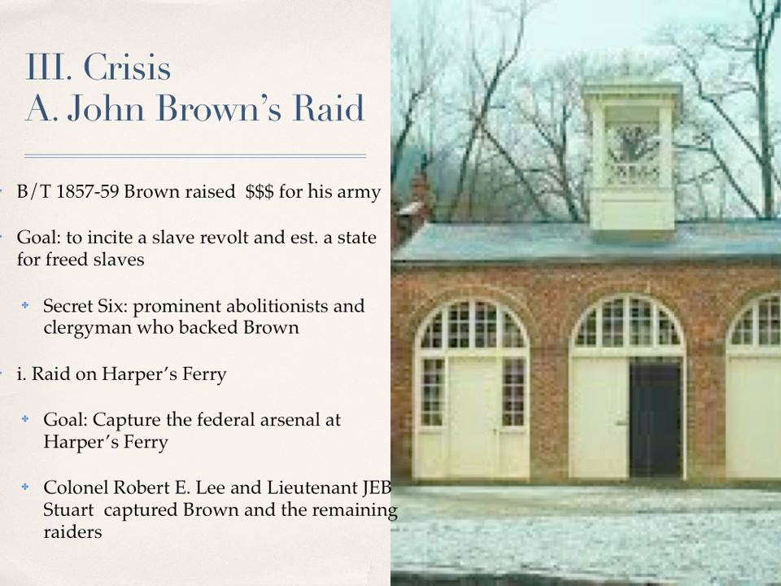Okay, section 3, crisis: John Brown's raid. We've already seen John Brown at the Pottawatomie Massacre. Between 1857 and 1859, Brown is going to raise a bunch of money for this army that he wants to raise up. He wants to raise an army of slaves to incite a slave revolt and establish a state for freed slaves. There's a group known as the Secret Six, abolitionists and clergymen, who are going to back him financially. And he plans this raid on Harpers Ferry, which is a federal arsenal.